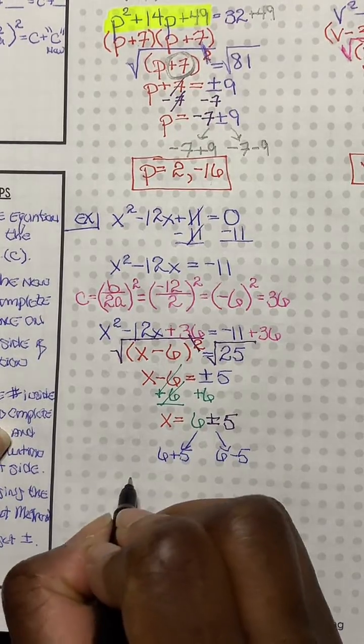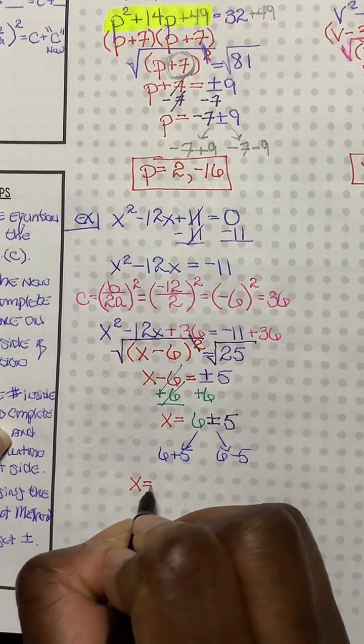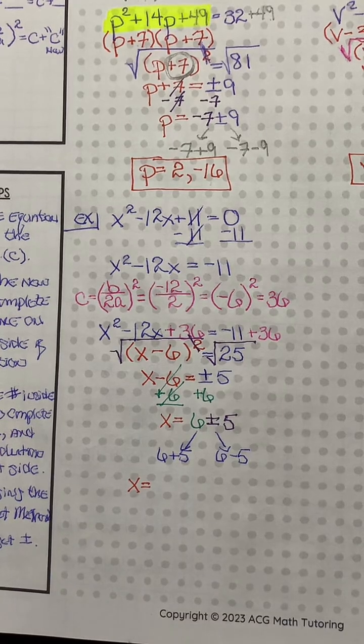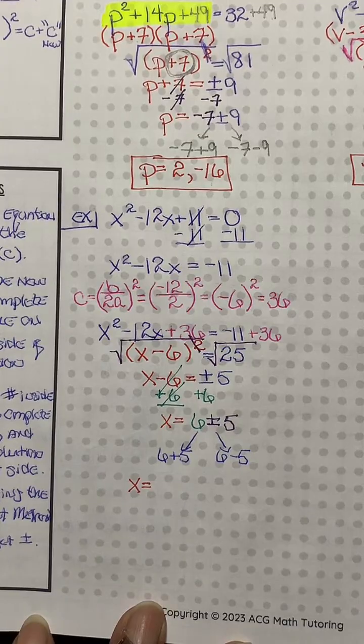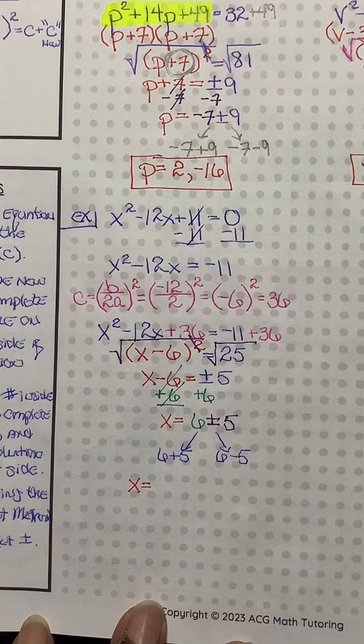So, what is my final answer? What is x representing? So I have a positive 11 and 1. I have 11 or negative 1.